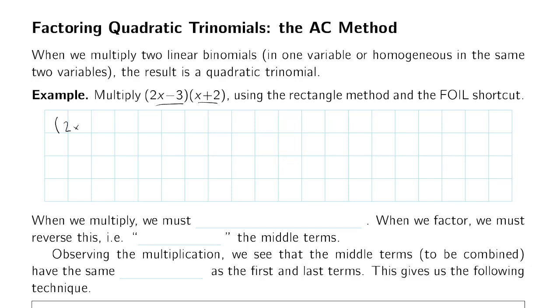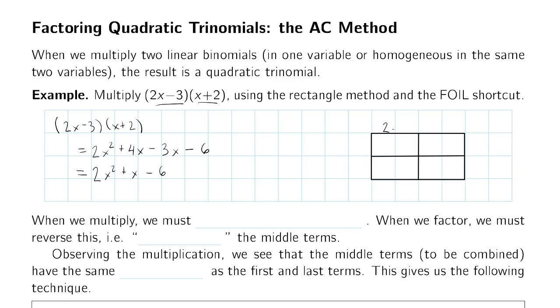We have 2x minus 3 times x plus 2. First terms, that'll be 2x squared. Outer, 4x. Inner, minus 3x. Last, minus 6. And then combining like terms, 2x squared plus x minus 6. Okay, something happened there. Let's see what that looks like in the rectangle method.